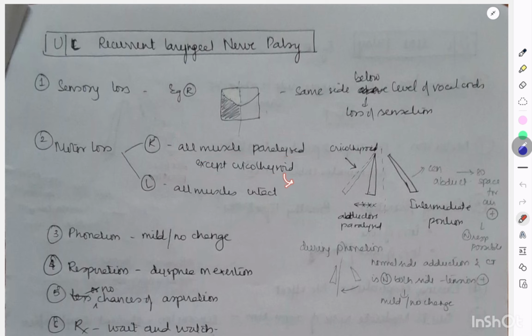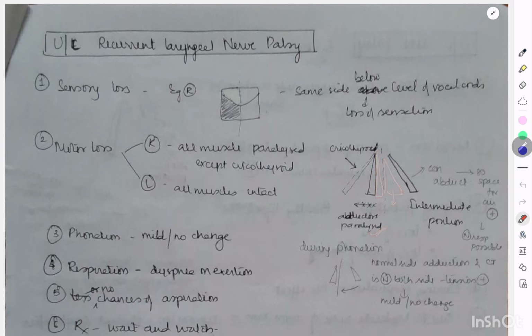So what is the work of cricothyroid? It is not paralyzed. What is its function? Tensor and adductor, so it will go to the midline because it is not paralyzed. On the left side all muscles are intact, so they will behave normally, in an intermediate or neutral position. Whereas on the right side, since the adductors are paralyzed, only cricothyroid is working, so that will pull the cord into the midline. So on the right side the space is reduced, whereas on the left side the space is still there.